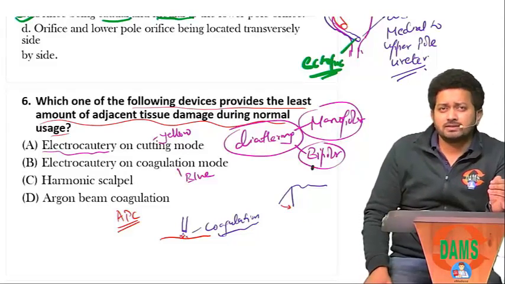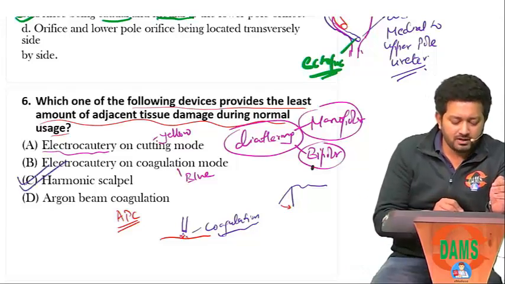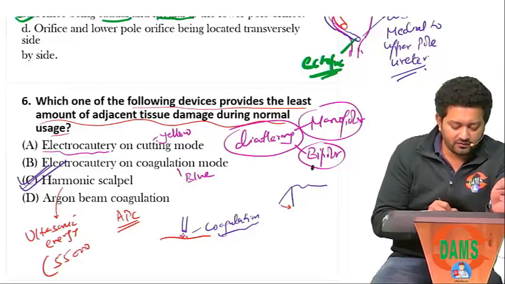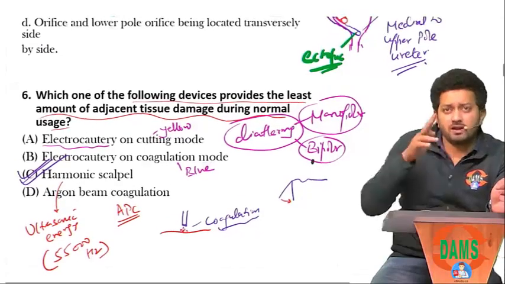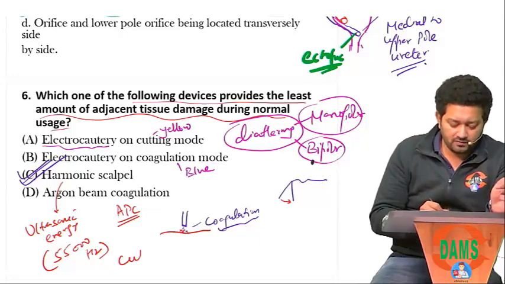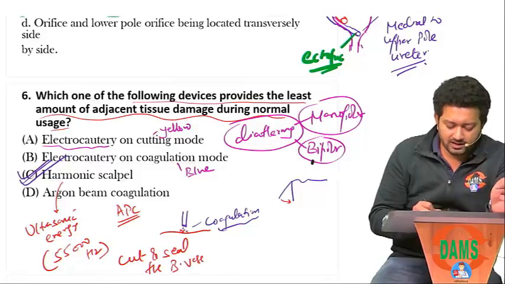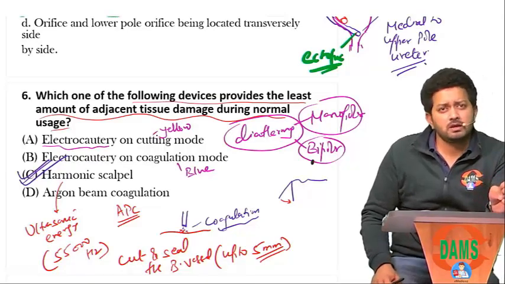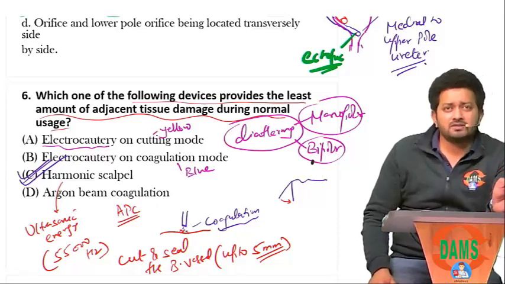So in all these cases a lateral spread occurs, but with the harmonic scalpel the lateral spread does not occur. It is based on ultrasonic energy, where the blade vibrates at a frequency of 55,000 Hertz. So it will cut, and at the same time it will seal the blood vessel, up to 5 mm. The newer harmonic scalpels can seal up to 7 mm, but otherwise it can cut and seal up to 5 mm blood vessels.